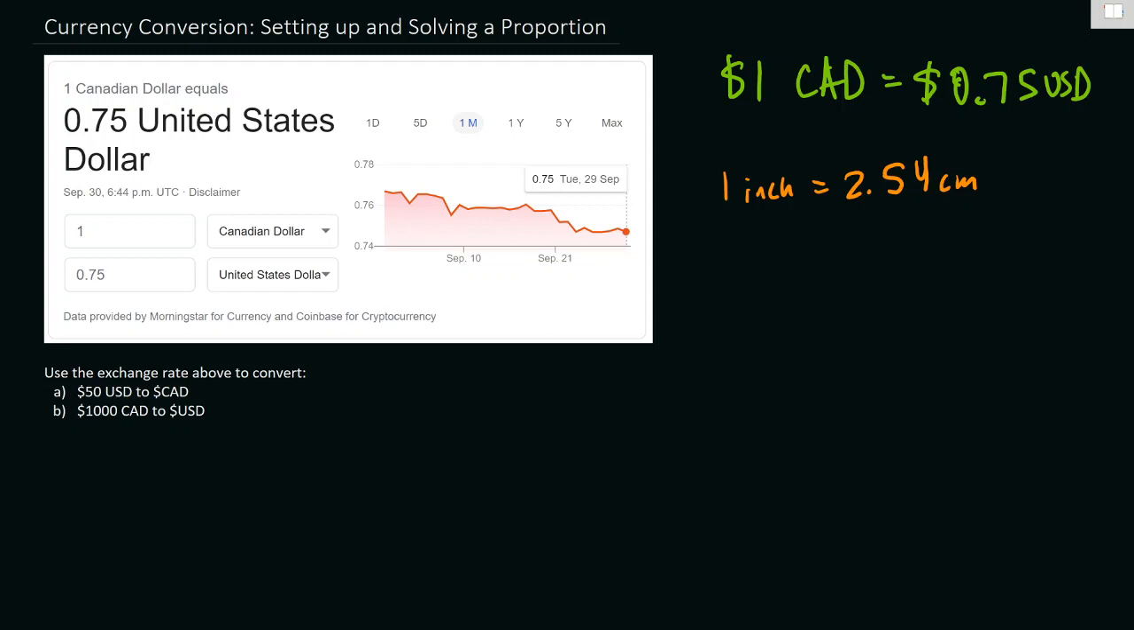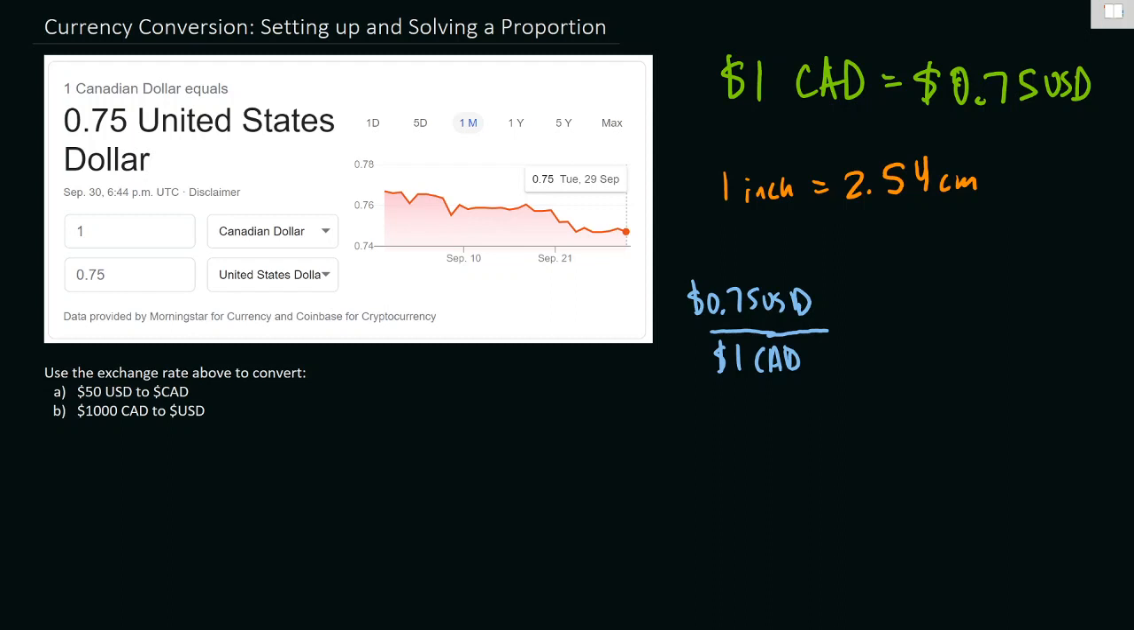Okay, now the way we can set this up is we can set this up as a scale factor, as a fraction equals a fraction. And so we're going to put our scale factor on the left, and usually you put the 1 underneath. So I'm going to put the 1 CAD underneath, and we'll put the 0.75 USD up top. And so this is how you generally set up and solve a proportion. A proportion is anytime you've got a fraction equals a fraction. So that conversion factor you can use anytime you want to convert American dollars to Canadian dollars.